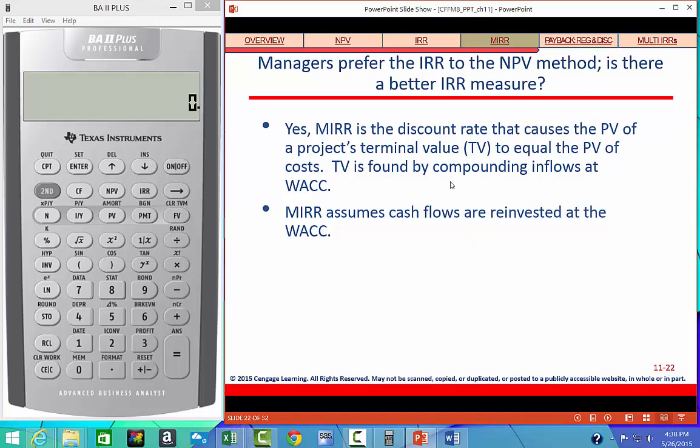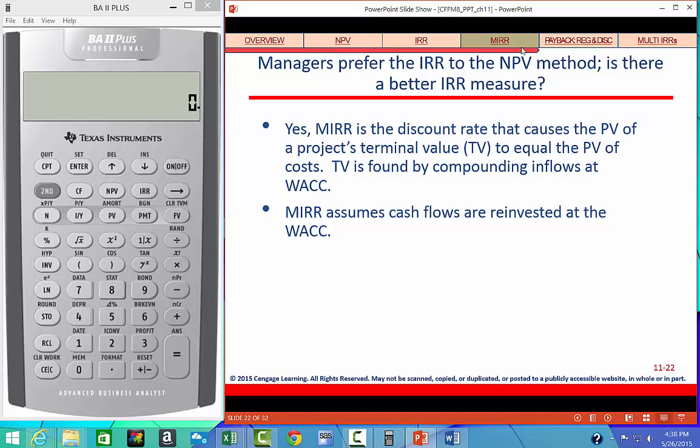So, is there a better IRR measure? Because some people have to have their rates of return, even though NPV is the ultimate best method, and you should always politely say that to other people that are trying to make decisions like this. And there is something called the MIRR. It's the modified internal rate of return.